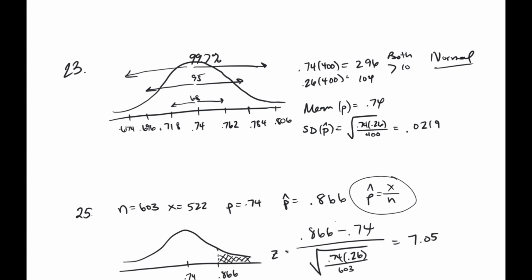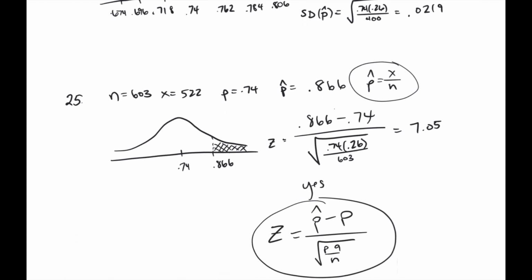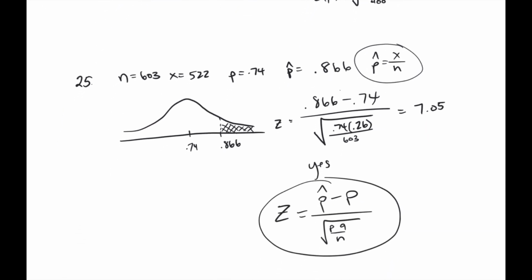Question 25 takes this into the next step. Two things here to note that you might not have written down. We calculate p hat. Remember, the hat indicates it's an estimate. This is my statistic, right? We're told that you had 522 freshmen returning with a 603 total sample size. So if I divide that, I get about 86.6%. Compare that to 74%, what I was expecting in terms of average results.